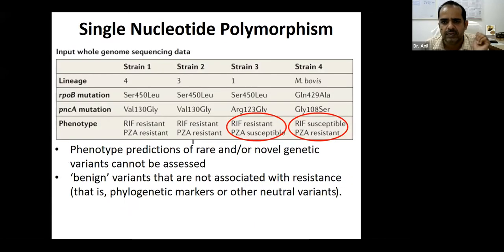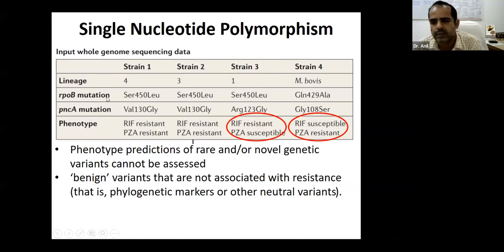Let's look at a particular report of strain 1, strain 2, strain 3, and strain 4, where we sent these isolates and they underwent whole genome sequencing. The first thing you identify is the lineage: 4, 3, 1, and this particular strain was not Mycobacterium tuberculosis, it was Mycobacterium bovis. These 3 were Mycobacterium tuberculosis, lineages 1, 3, and 4.